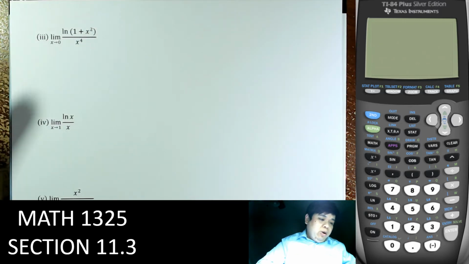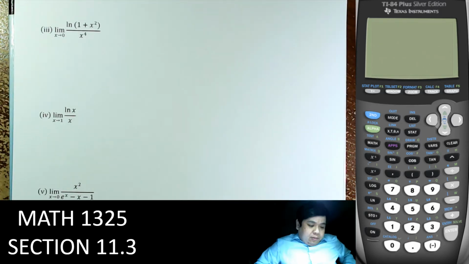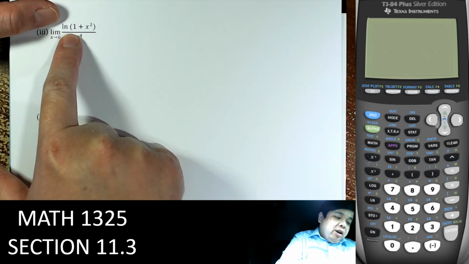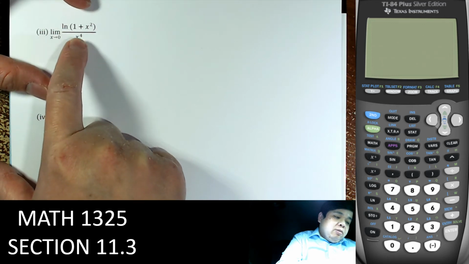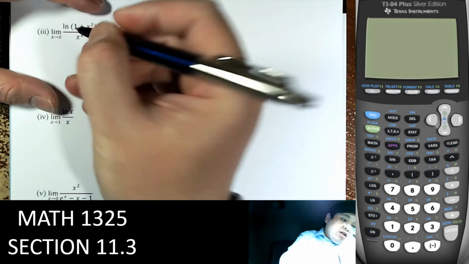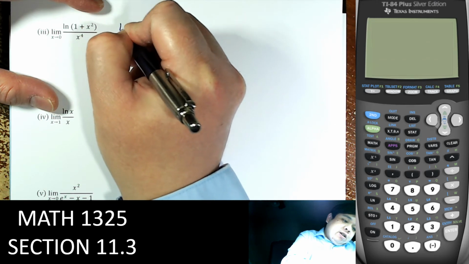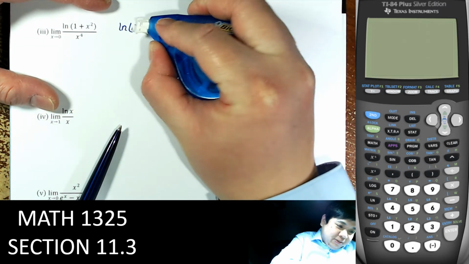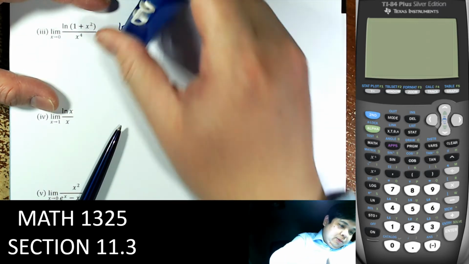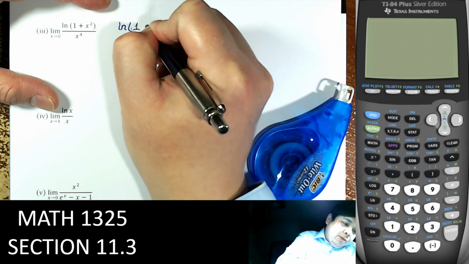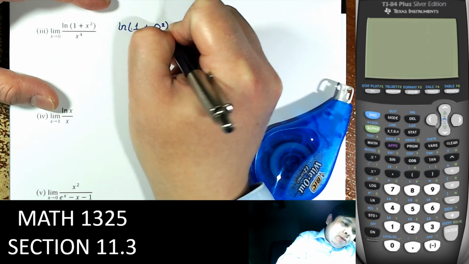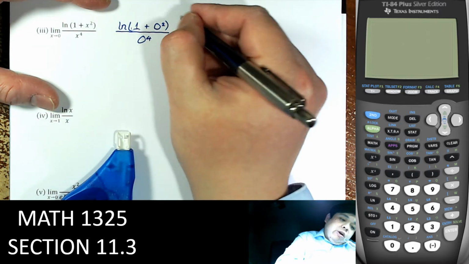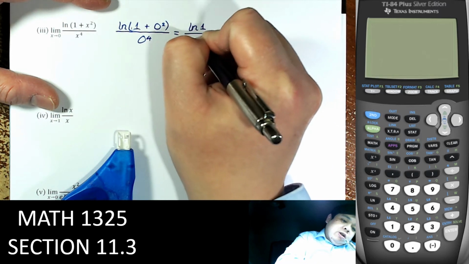Right, next we have this one. The limit as x goes to 0 of ln of 1 plus x squared, divided by x to the 4th. First I put in 0 for x. So I have ln of 1 over 0.